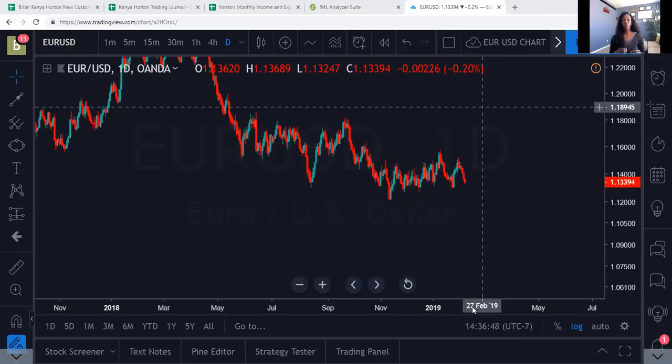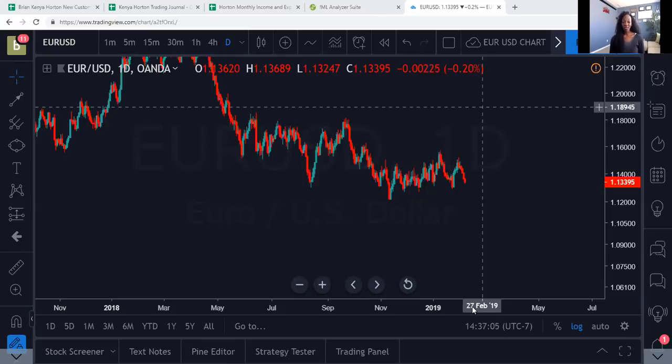But the Forex market is open 24 hours a day. It closes on Fridays at 5 p.m. EST and reopens on Sunday at 5 p.m. EST. So what I recommend is a few hours before the market opens on Sunday, you go through and mark up your charts.